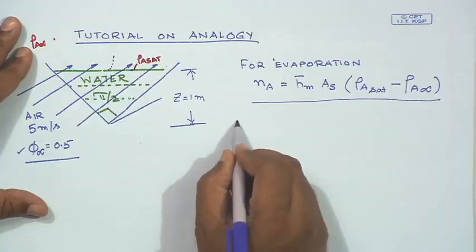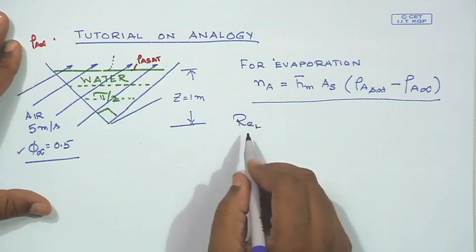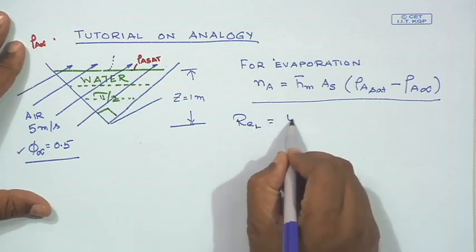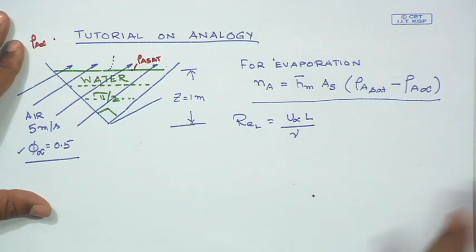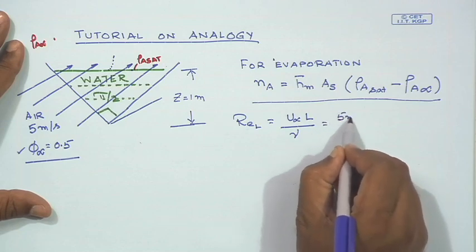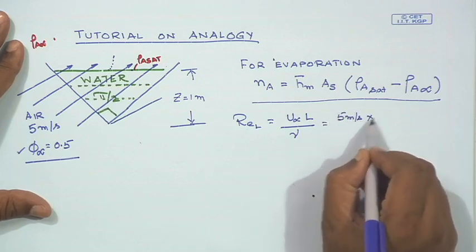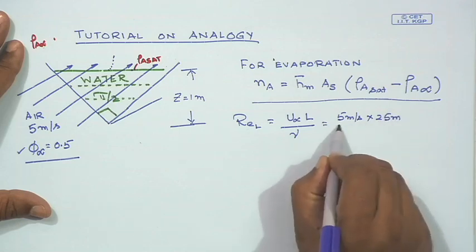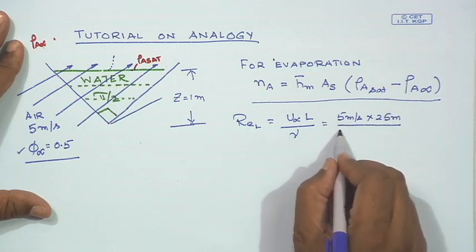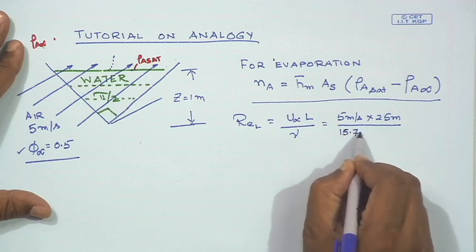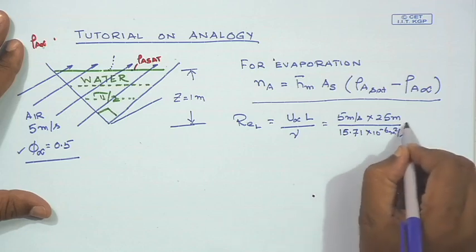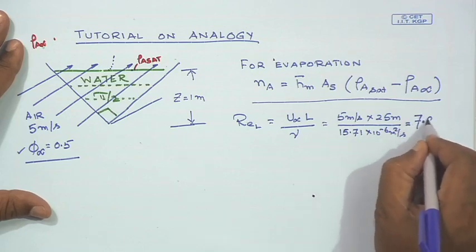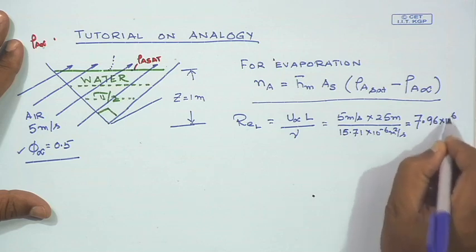So, the first thing that I am going to do is find out the value of the Reynolds number. The Reynolds number based on the entire length is u infinity times L by nu, which is the kinematic viscosity of air, and u infinity is provided as 5 meter per second. The length is 25 meter, and the kinematic viscosity of air is given as 15.71 into 10 to the power minus 6 meter square per second. This has resulted in a Reynolds number of 7.96 into 10 to the power 6.